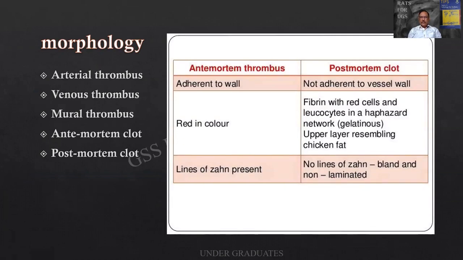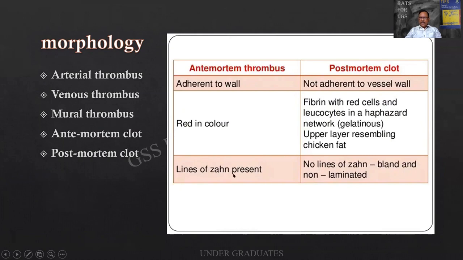Antemortem clot is a thrombus, and postmortem also. The moment you open a cadaver, you find that there will be blood which is not adherent to the vessel wall. You can very easily remove them. Whereas in an antemortem thrombus, it will be adherent to the vessel wall. It is red in color, more arterial. Whereas here, it will be darker, gelatinous. And there are two layers, the upper layer resembling a chicken fat appearance.